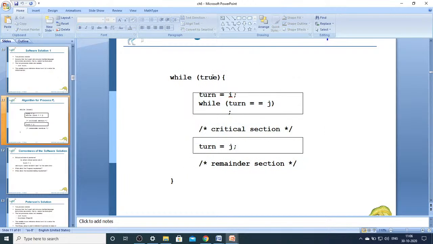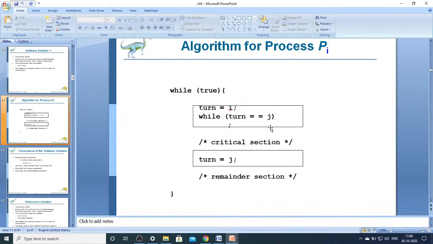While the condition is true for a particular process, that is the flag condition, we set turn to itself, and then we check the condition while turn equals j and flag of j is also true, then this process keeps waiting, that is, does nothing. That's what this semicolon represents.